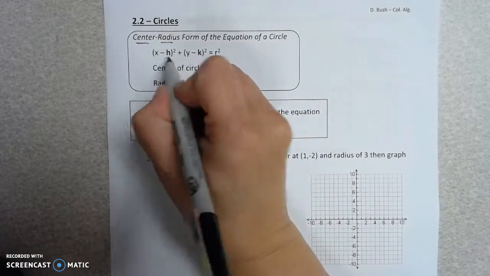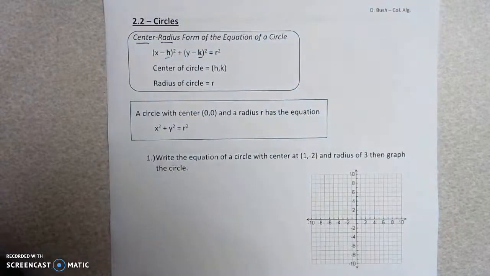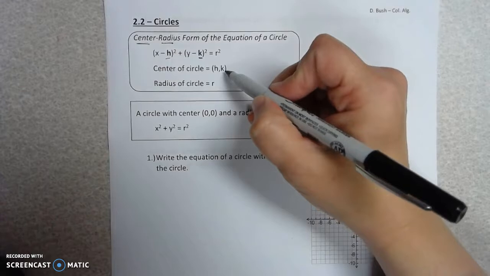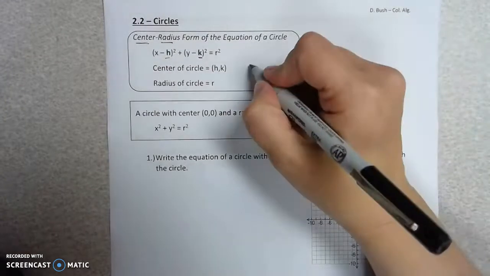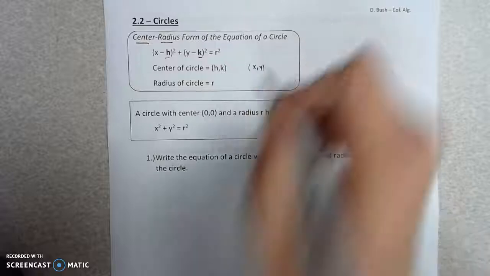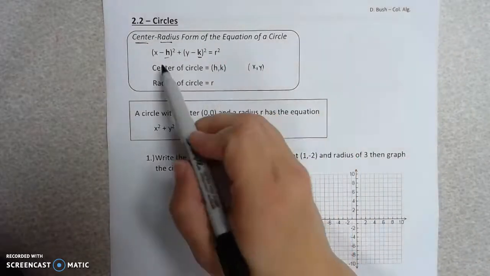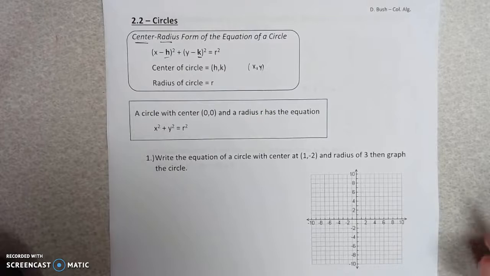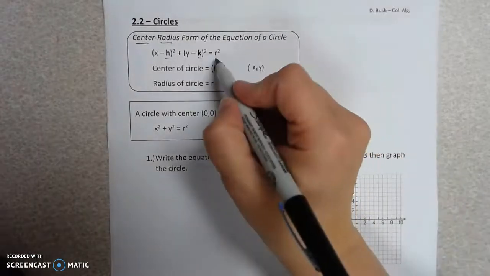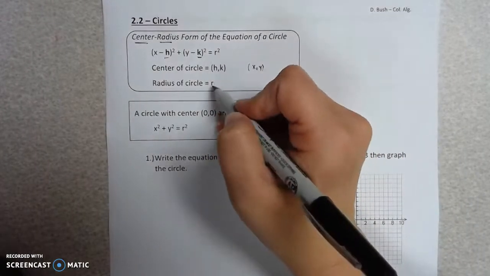The h and the k are going to be numbers, and they form the coordinate of the center of the circle. So they're kind of like an xy coordinate. But they're called h and k because you don't want to get it confused with the x and the y that are within the equation. The r is the radius.